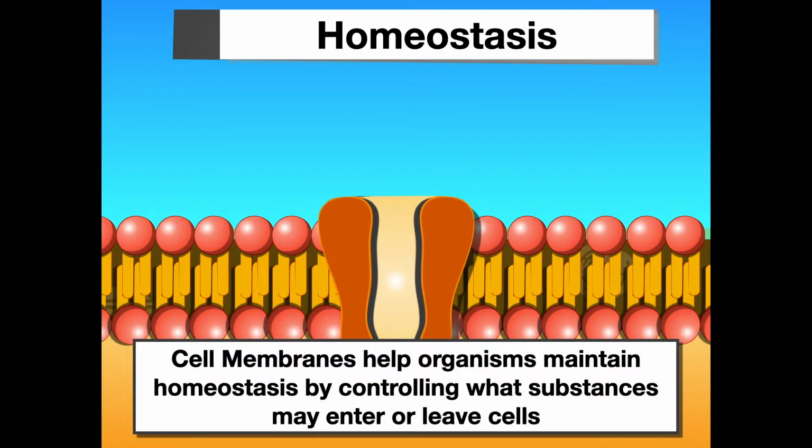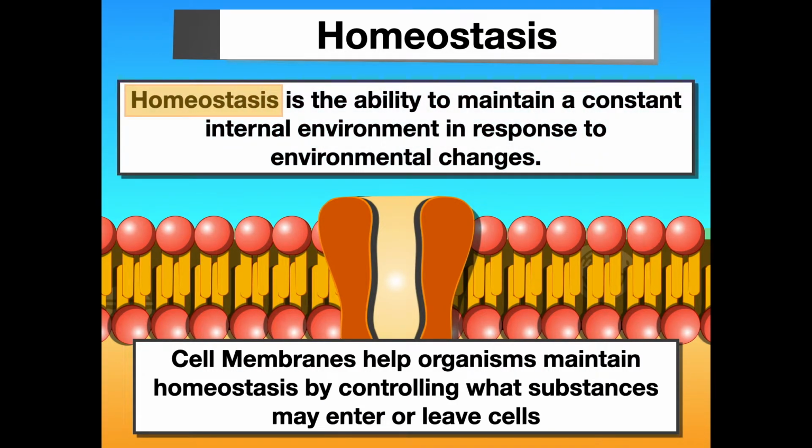Now, if we zoom into the cell membrane more, we need to understand the cell membrane helps organisms maintain homeostasis by controlling what substances enter or leave. Remember, homeostasis is the ability to maintain a constant internal environment in response to environmental changes.